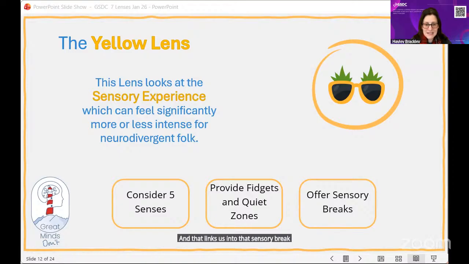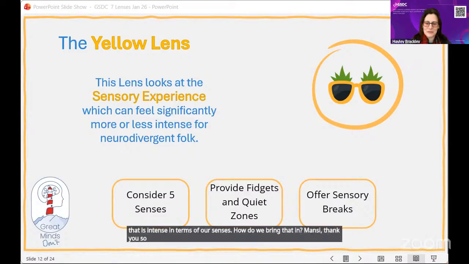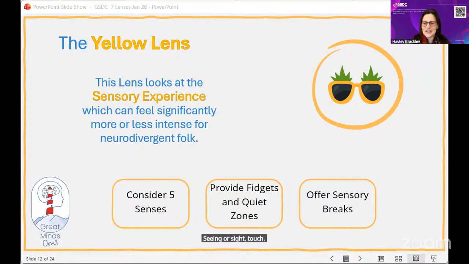If we're creating something that is intense in terms of our senses, how do we bring that in? Mansi, thank you so much. Mansi's provided us with our 5 senses in the chat there: seeing or sight, touch or texture, smells, tastes, and our hearing.